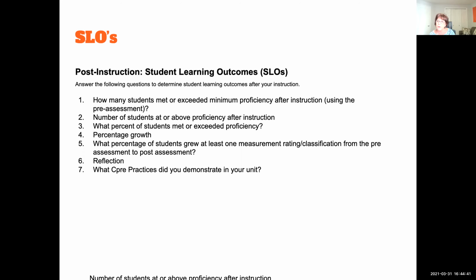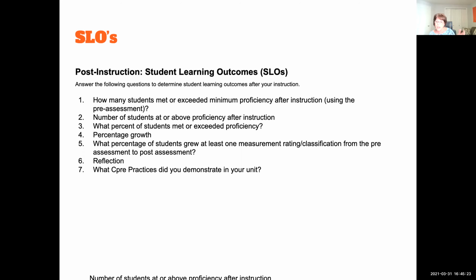So when you set that proficiency score, we talked about how important that was. How many students actually met that goal? Okay, so you're going to look at it before instruction. It's going to ask you to look at it after instruction. It's going to lead you through a calculation of percentage growth. And when you get done, you're going to have a really nice overview of your numbers. So your quantitative data will be listed here for you when you go through the questions on the form.